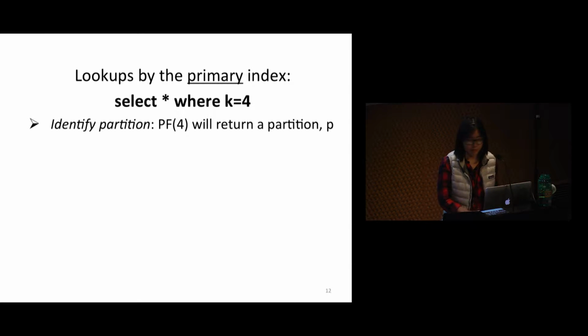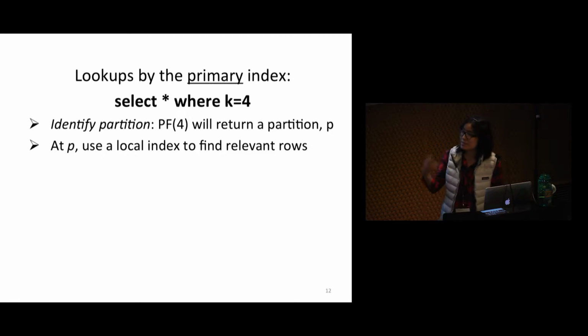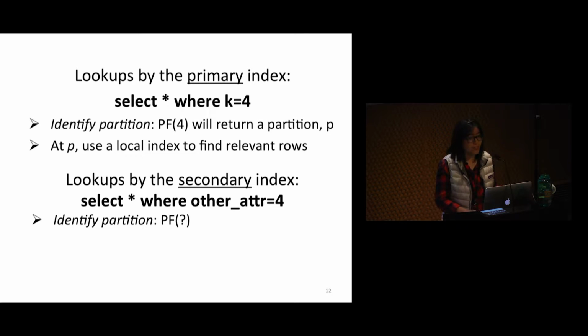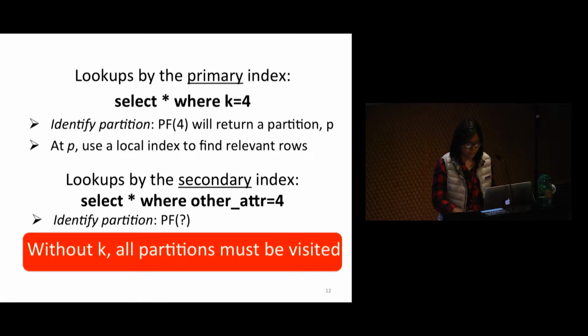If we try to do the lookup by the secondary index, so let's select by some attribute other than k, and we try to identify the partitions we need to go to, we really don't have a value k to plug into this partitioning function. So we're at a loss here. And in fact, without k, we need to visit all the partitions in our distributed data store. This could potentially be hundreds or even thousands of partitions, depending on how big your data store is.